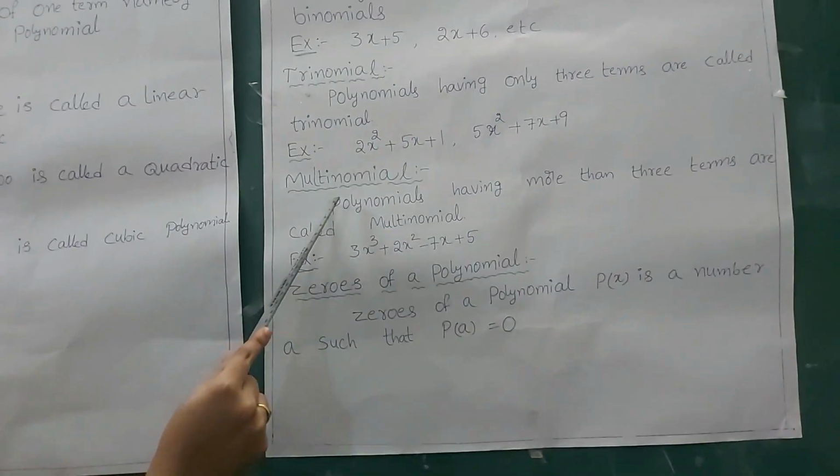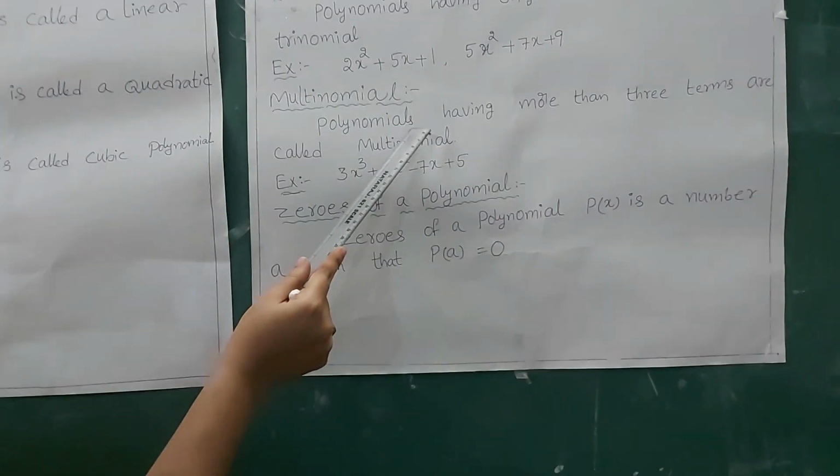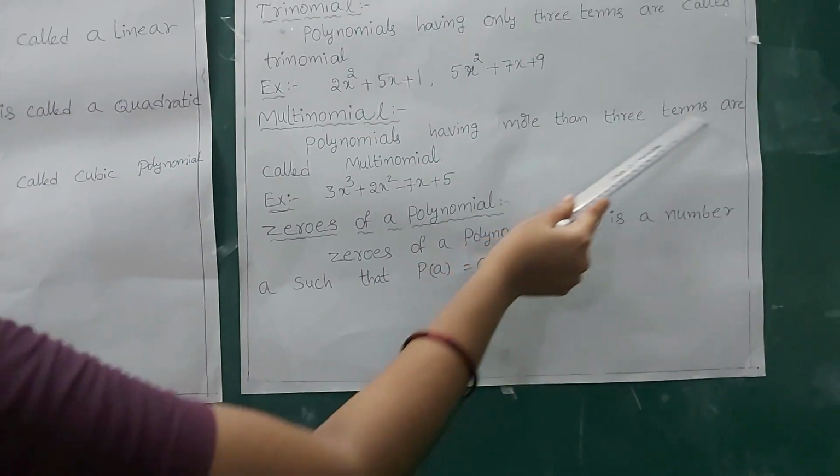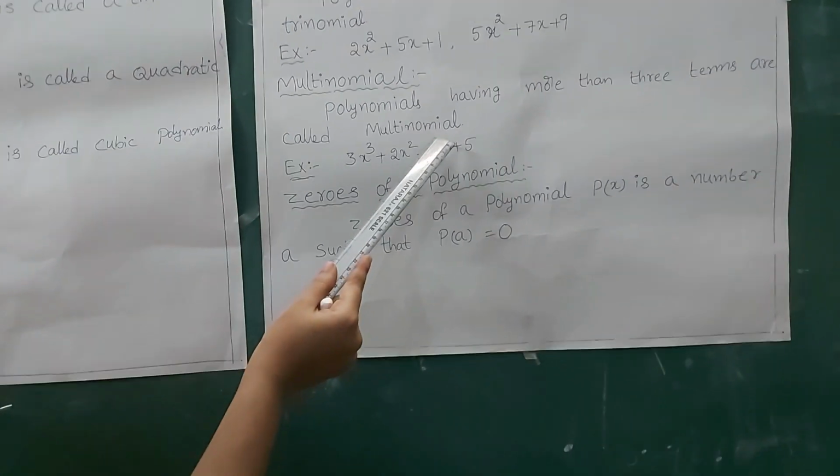Next, multinomial. Polynomials having more than three terms are called multinomial.